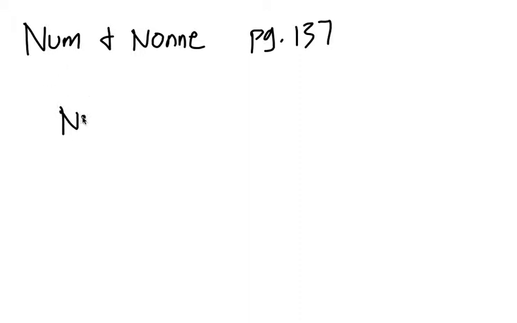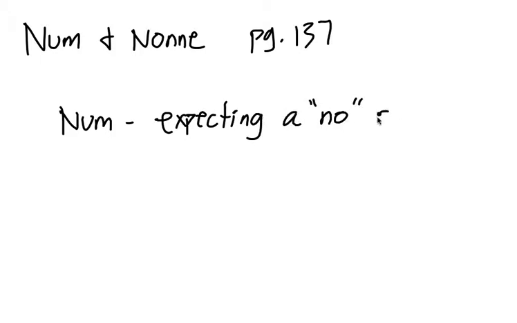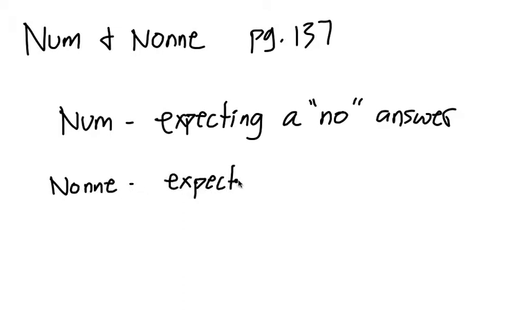Num introduces a question expecting a no answer. And nonne is the opposite. Nonne introduces a question expecting a yes answer. Okay, and what does that mean?